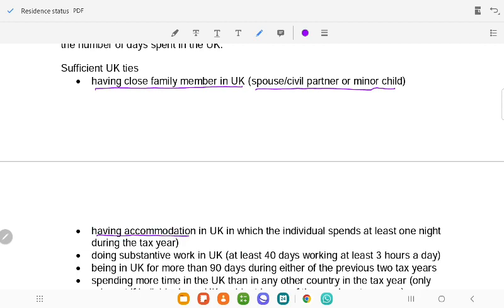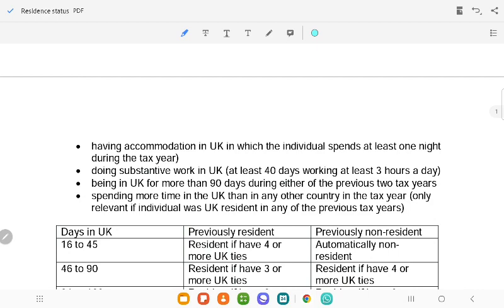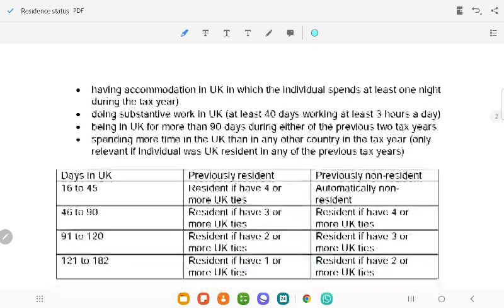Second, having accommodation in the UK in which the individual spends at least one night during the tax year. Third, doing substantial work in the UK, meaning 120 hours work, at least 40 days working, at least 3 hours a day. Fourth, being in the UK for more than 90 days during either of the previous 2 tax years. And last one, spending more time in the UK than in any other country. So these are the 5 UK ties.